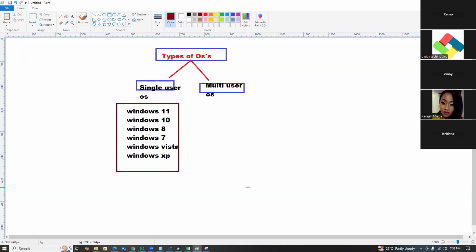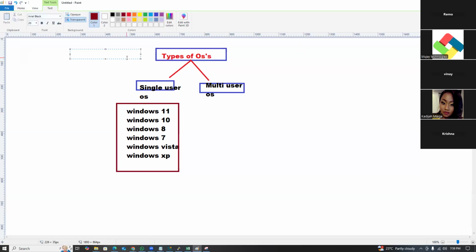Multi-user operating system means we can connect a number of users at a time. So, Microsoft. Who developed this Windows, guys?